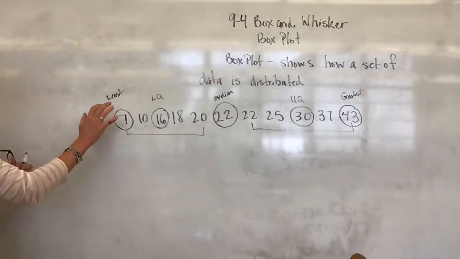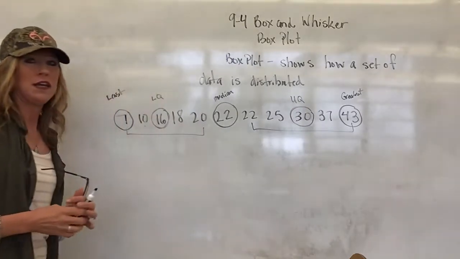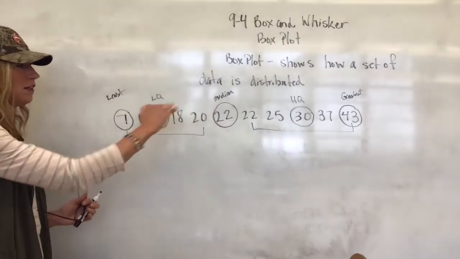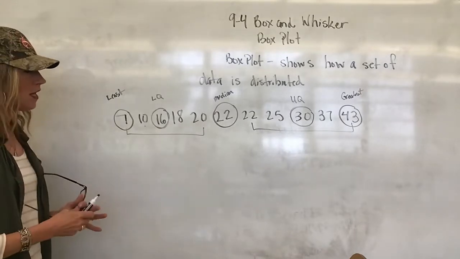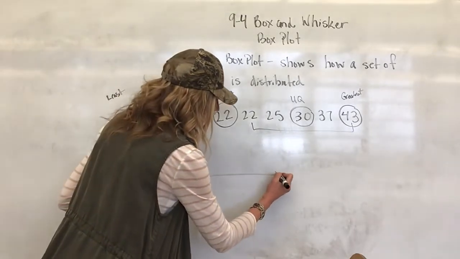Okay, now I have found my 5 key values. 1, 2, 3, 4, 5. Okay, step 1, order them. Step 2, find the 5. Step 3, graph it. Okay, so I'm going to come down here. I'm going to put this on a graph.